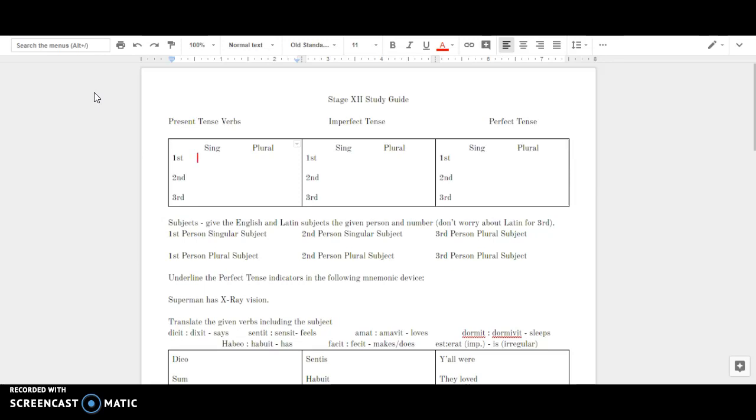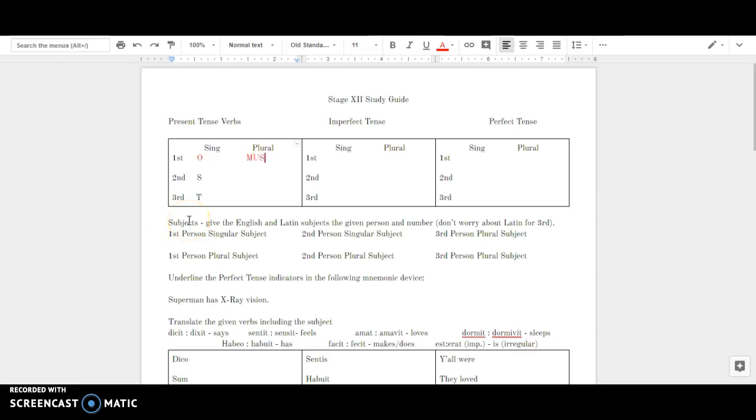So, first things first, up here, these top boxes are the endings for the present tense verbs, imperfect tense verbs, and perfect tense verbs. We're going to give the endings, talk about what they mean, and then go from there. So, we're going to start with the first person singular. For the present tense, we have o, s, t, and this may sound familiar. We've done this a bit.